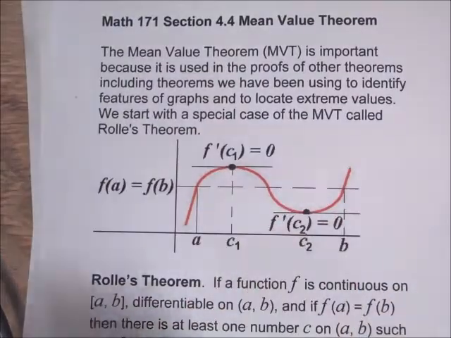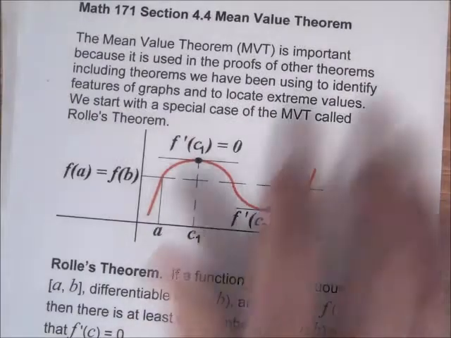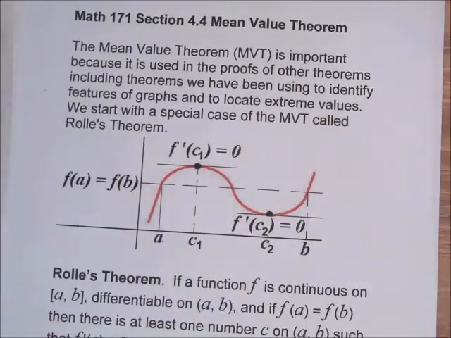Section 4.4, Mean Value Theorem. Mean Value Theorem, abbreviated MVT, is important because it's used in the proofs of other theorems, including theorems we have been using to identify features of graphs and locate extreme values. We start with a special case of MVT called Rolle's theorem.